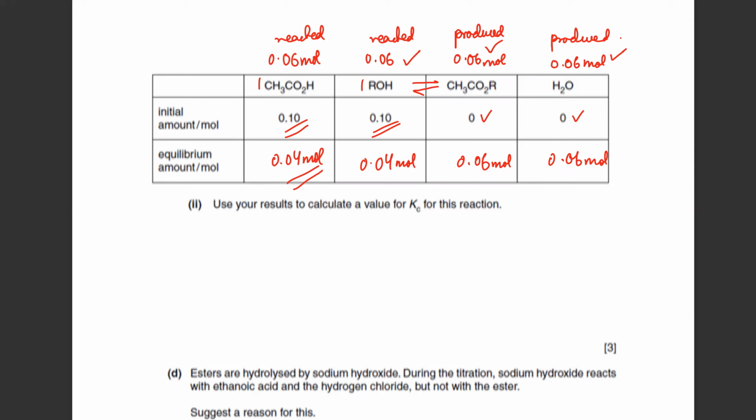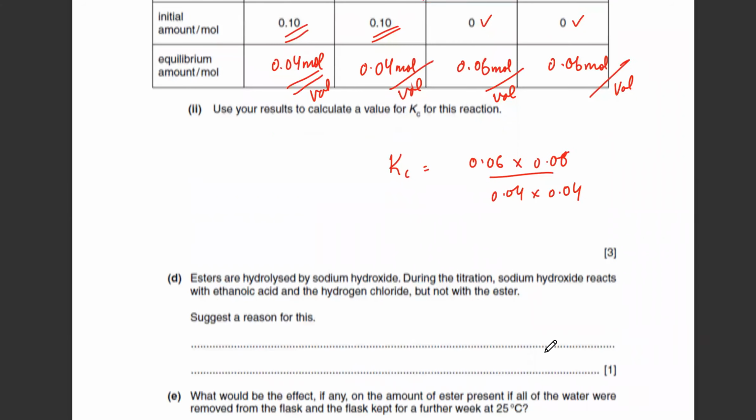Okay. So now you just have to calculate the value of Kc. Kc would be the product concentration, which is 0.06 into 0.06, divided by the reactant concentration, which is 0.04 into 0.04. Again, you don't have to find concentration because the numerator terms and the denominator terms would get cancelled out. If you divide by volume to find concentration, the volume part would get cancelled out because it's numerator over denominator. So you can directly use moles.